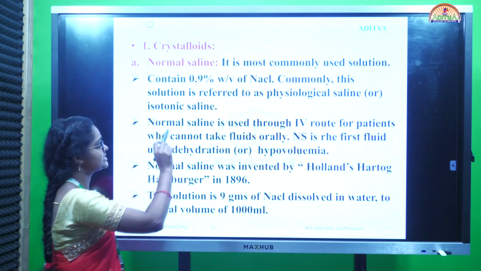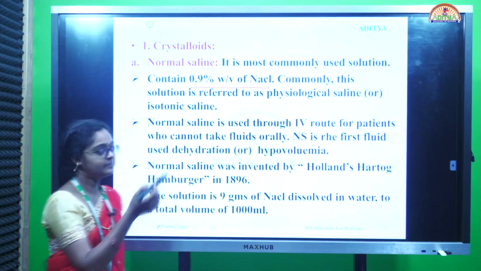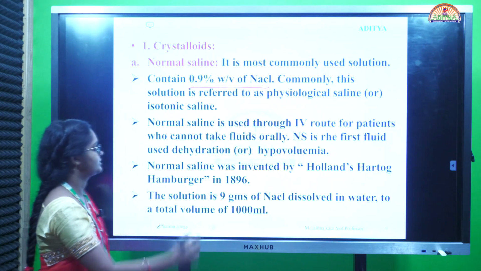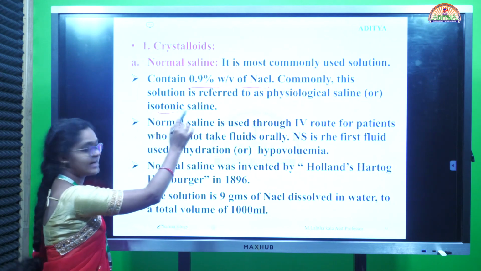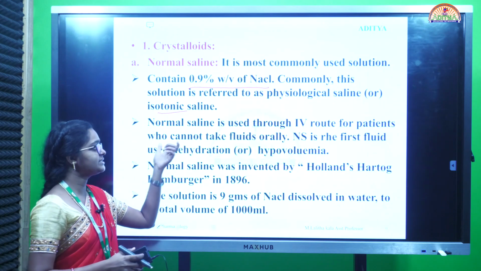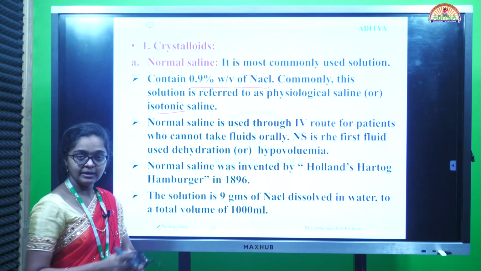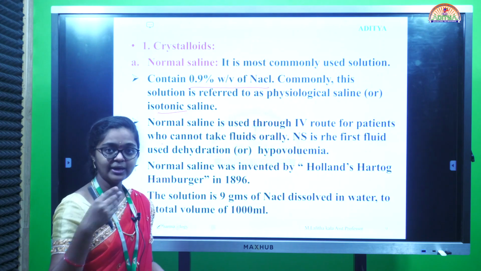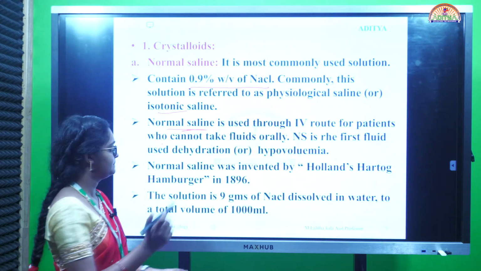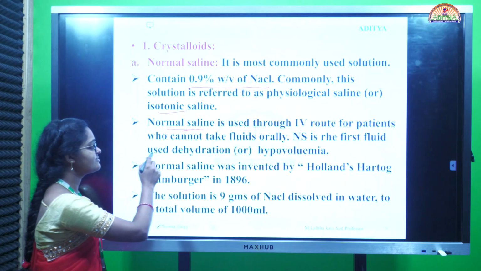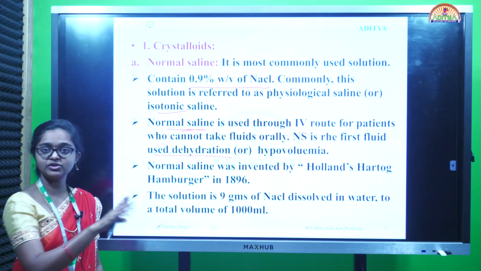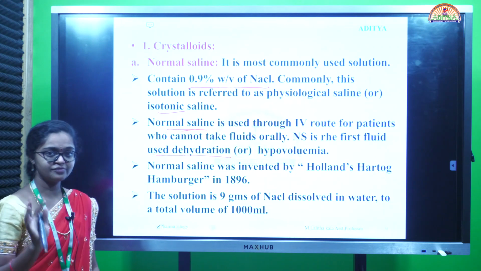It contains 0.9% weight by volume of sodium chloride. Commonly this solution is referred to as physiological salt solution, physiological saline or isotonic saline. Normal saline is used through the intravenous route for patients who cannot take fluids orally, who are unable to take the oral route of administration. Then this normal saline is administered through a cannula. Normal saline is the first fluid used in dehydration or hypovolemia. In dehydration, normal saline is the drug of choice.